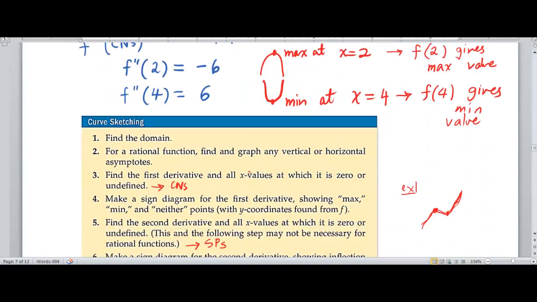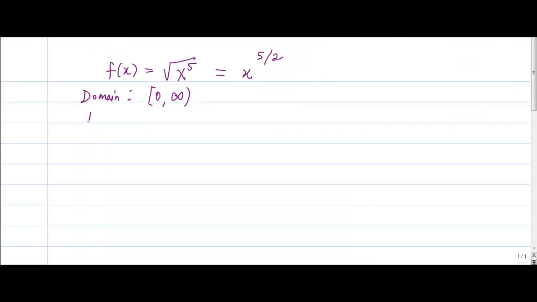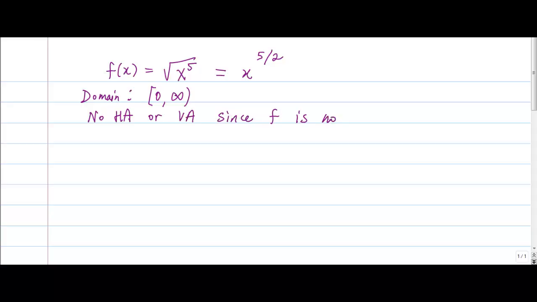Then the next thing it says is, for a rational function, find and graph any vertical or horizontal asymptotes. We don't have that. Now let's find the first derivative. Okay, so I'm just basically going to go through and follow these steps. So no horizontal asymptote or vertical asymptote, since f is not a rational function. Okay, you don't have to write that on an exam or quiz, but I'm just showing you in the notes. Okay, then we want to take the first derivative.